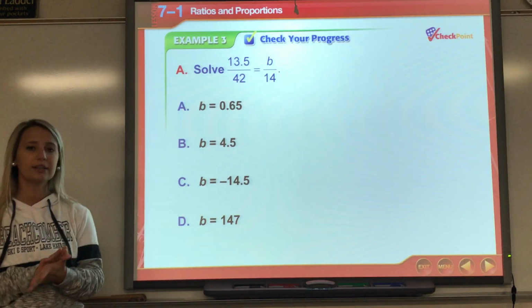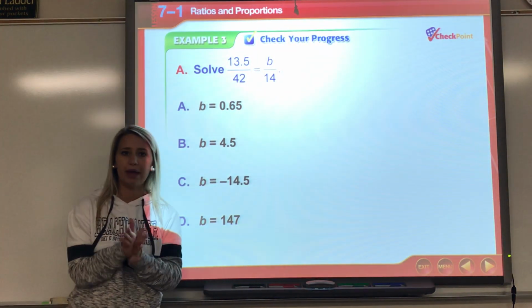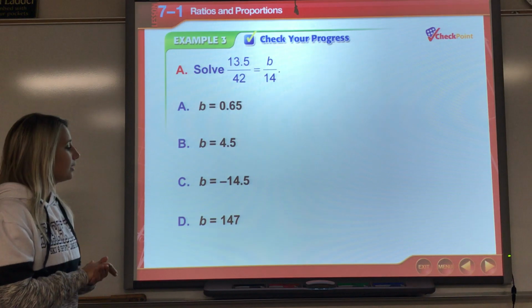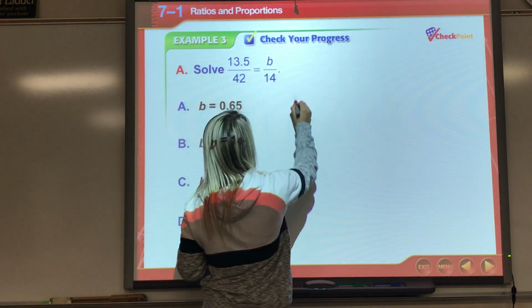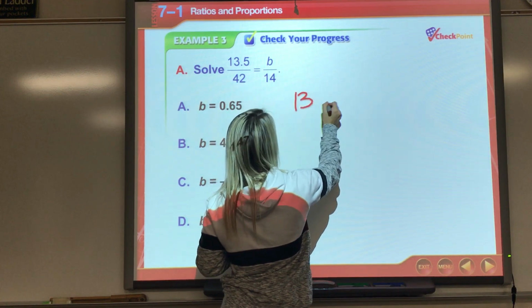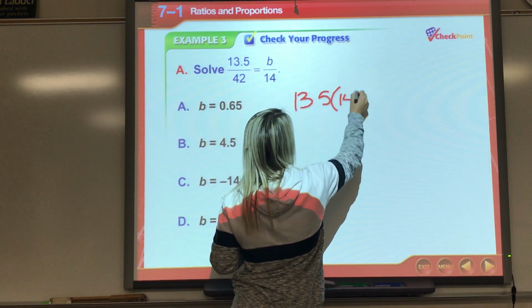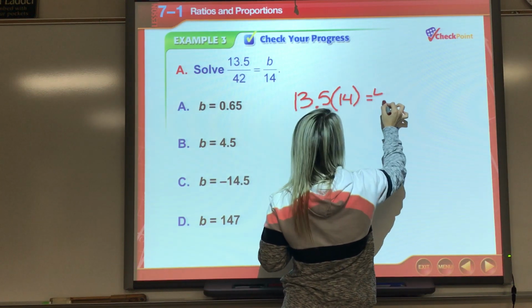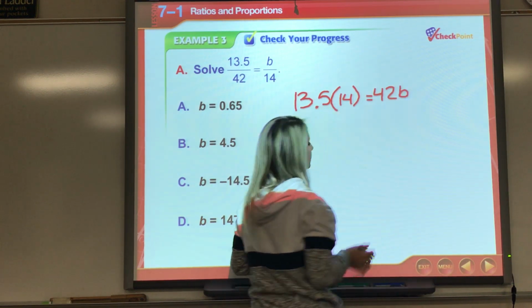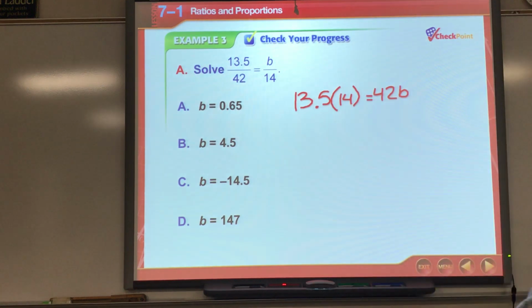Okay, here's one for you guys to try. Pause your video, do a little bit of math. Okay, so the way that we should set this up is we would take those cross products. We should have 13.5 times 14. There should be a point in here. Equals 42b. No, I can't really do that in my head.